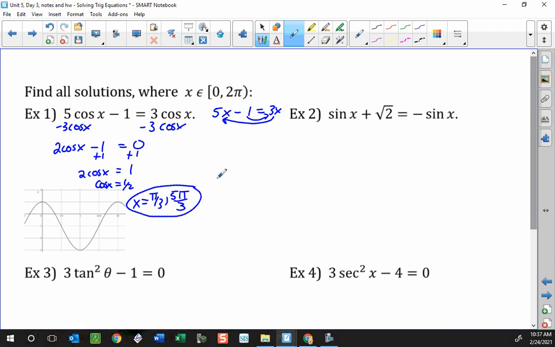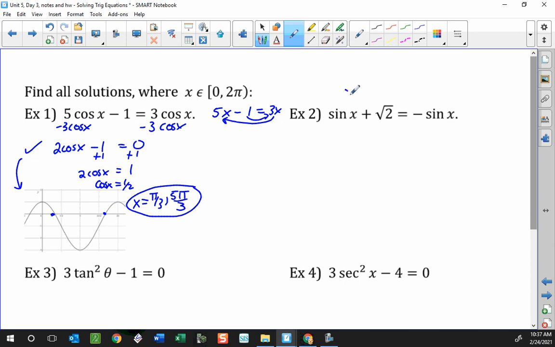Now, you can also graph. Once you get right here is a good place to graph. If you go to Desmos and graph this, look at that. There's pi over 3, there's 5 pi over 3, and you can click on those spots and you can see the answers on Desmos as well. But it's good to have everything on one side, and then you can just graph the equation. All right, for example 2.